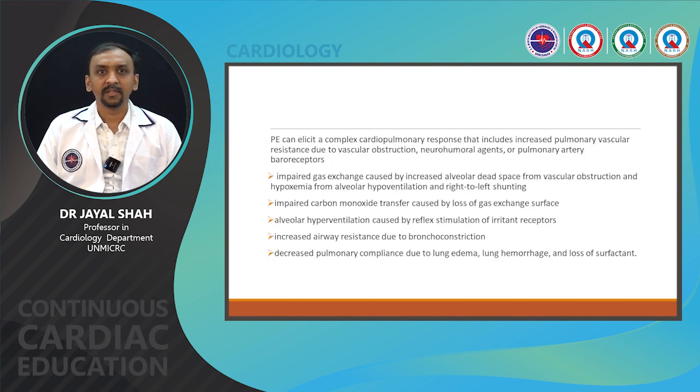Pulmonary embolism elicits a complex cardiopulmonary response, which includes increased pulmonary vascular resistance due to vascular obstruction, and release of different neurohormonal agents and pulmonary artery baroreceptors. It leads to impaired gas exchange, caused by increased alveolar dead space. There is impaired carbon monoxide transfer caused by loss of gas exchange surface, alveolar hyperventilation caused by reflex stimulation of irritant receptors, increased airway resistance due to bronchoconstriction, and ultimately decreased pulmonary compliance due to flooding of the lung with hemorrhage, and loss of surfactant.